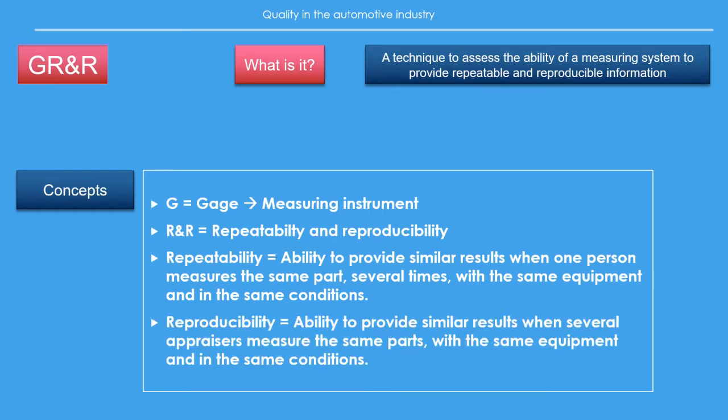Reproducibility is the ability of the system to provide similar results when several persons measure the parts. For example, if two other people would also measure the thickness of my cell phone with the same device and conditions, we can say that the system reproduces the results if all the results are similar.